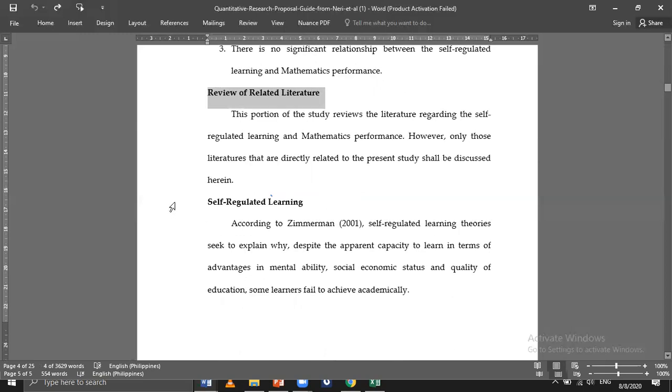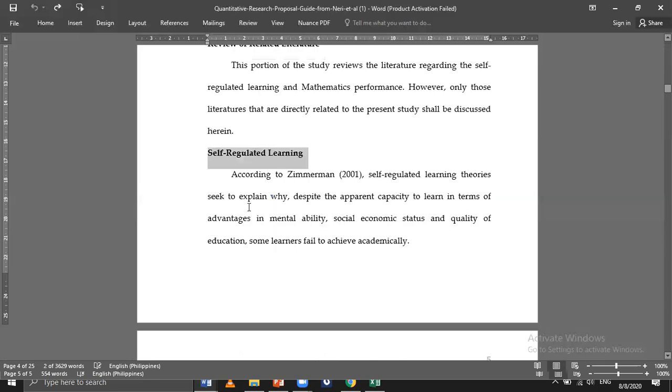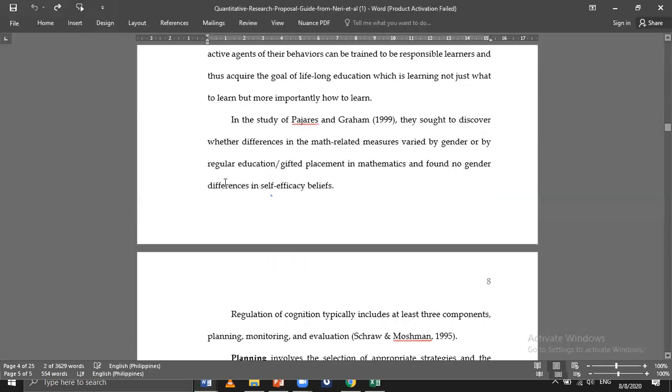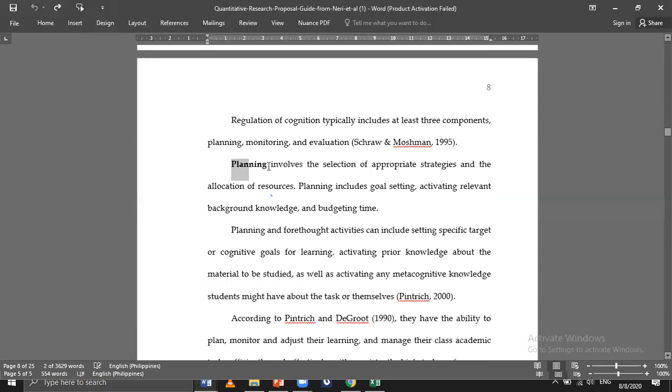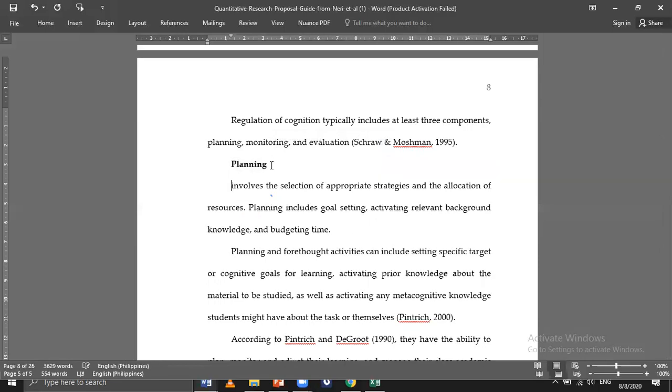Main variables should be like the subtopics. It should be bold with the first letters in bold capital letters. Then if you have the indicators, they should be bold but not formatted like the subheading. For planning, just put "planning involves" directly. Do not make it a subheading like this. It's not like that. Okay.